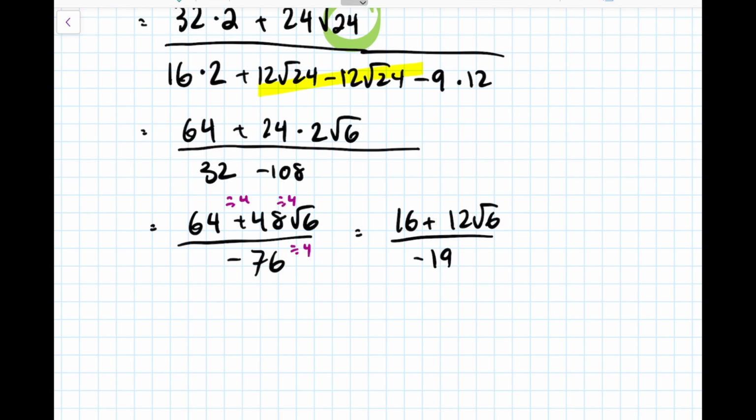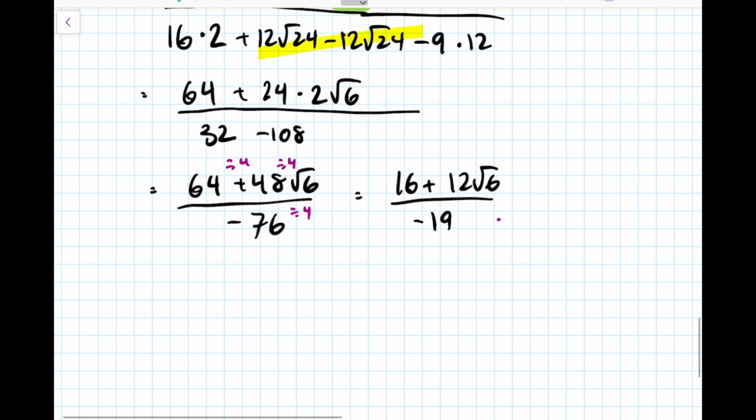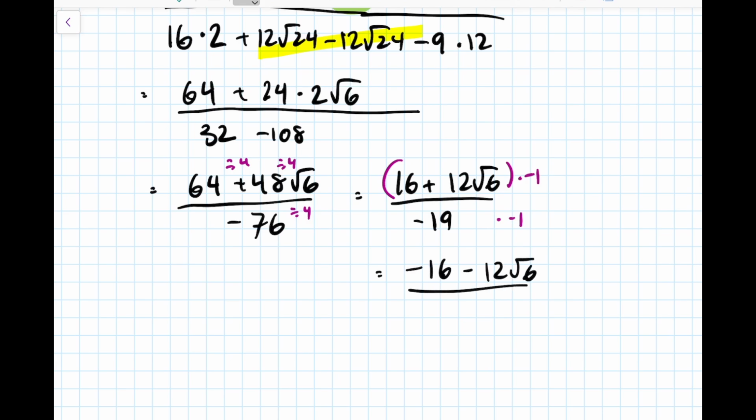We also typically don't like to have negatives in denominators. So what we're going to do is multiply everything by negative 1 just to get a positive denominator. It just makes things look nicer. So we're going to get negative 16 minus 12 root 6 over positive 19. And there we go. This one is rationalized.